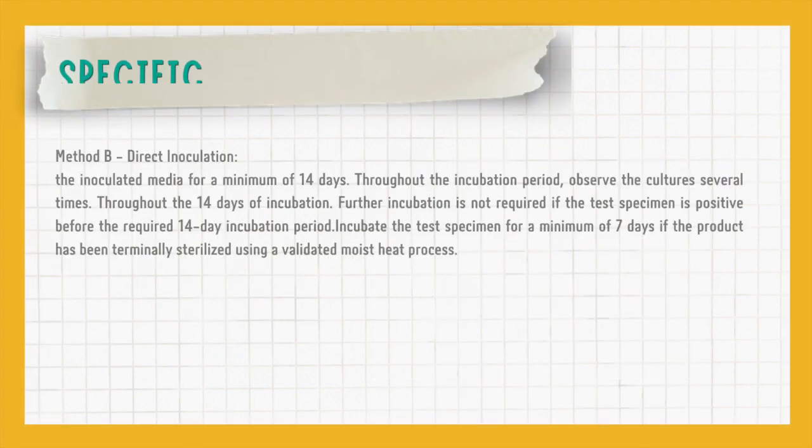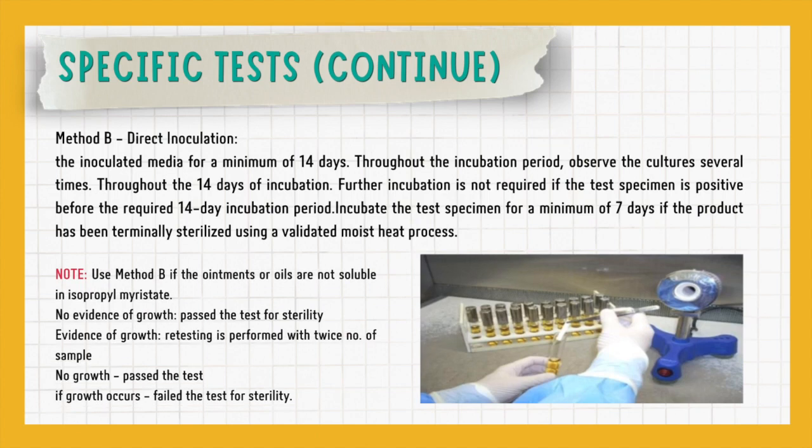Method B. Direct inoculation. Incubate the inoculated media for a minimum of 14 days. Observe the cultures several times throughout the 14 days of incubation. Further incubation is not required if the test specimen is positive before the required 14-day incubation period. Incubate the test specimen for a minimum of 7 days if the product has been terminally sterilized using a validated moist heat process. Use method B if the ointments or oils are not soluble in isopropyl myristate.